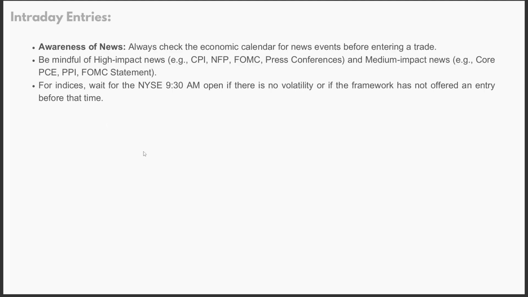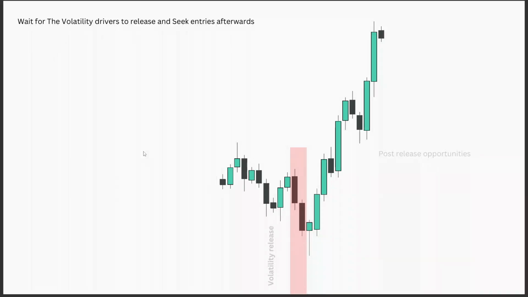Now for the indices, if there is no news, we could wait for the New York Stock Exchange open, which is the 9:30 a.m. That would be your volatility driver. Now for the intraday entries, for example, volatility released. This is our news release, which is a manipulation at 8:30, then a closure above it. Then we could enter on the 9:30 because it would offer us an expansion because manipulation has already occurred. We will always look for the post-release entries.